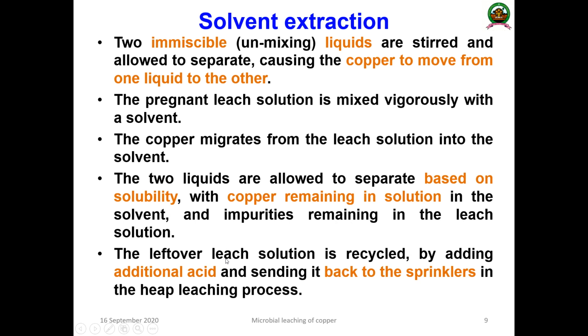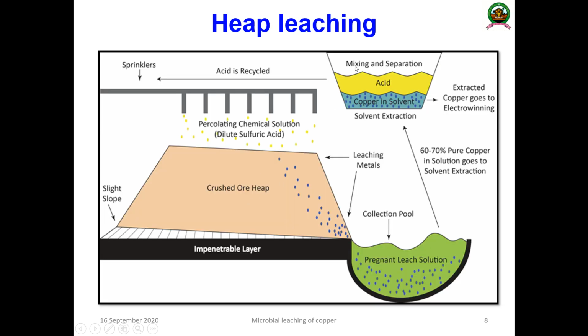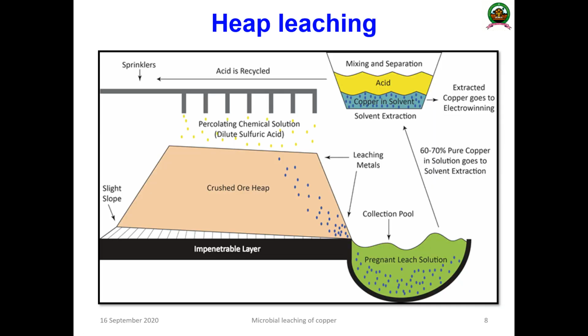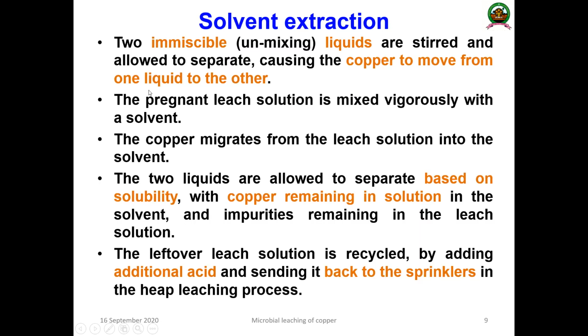The leftover leach solution will be recycled by adding additional acid, probably sulfuric acid, and sending it back to the sprinklers in the heap leaching process. So what I told you is that the leftover leach solution will be recycled, and after this particular process it will go back to the sprinklers. This is known as solvent extraction.